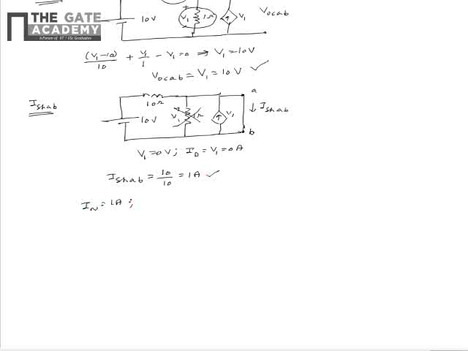So from the quantities that we got, we see that Norton's current IN is equal to 1 ampere and Norton's resistance RN is equal to VOCAB, that is 10 volts, divided by ISHAB, that is 1 ampere. So RN is equal to 10 by 1, that is 10 ohms. From this we see that the Norton's equivalent circuit is a 1 ampere current source with a 10 ohm resistor connected in parallel to the same. From this we see that the correct option which represents the Norton's equivalent of the given circuit is A.